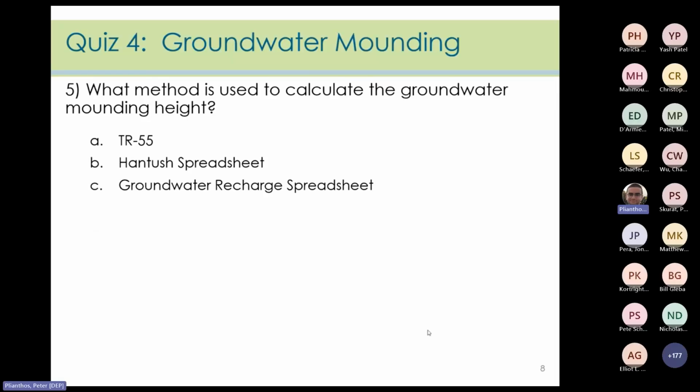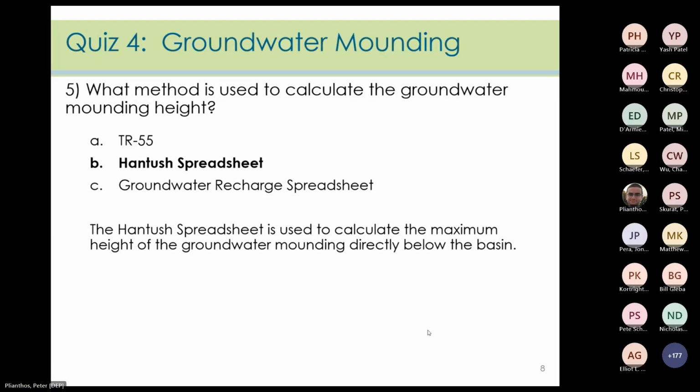Question 5. What method is used to calculate the groundwater mounding height? The correct answer is B, the Hantush spreadsheet. This spreadsheet, which you can find on our website with Chapter 13, will calculate the maximum height of the groundwater mounding directly below the basin.